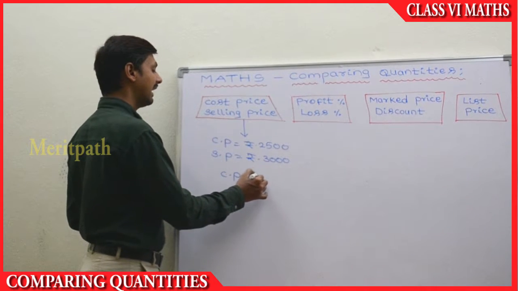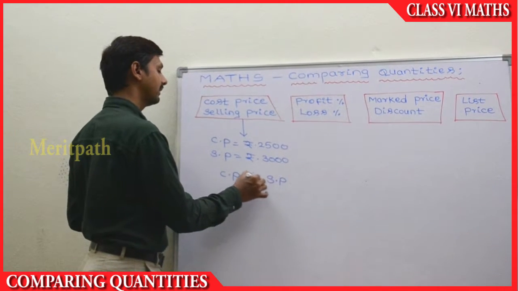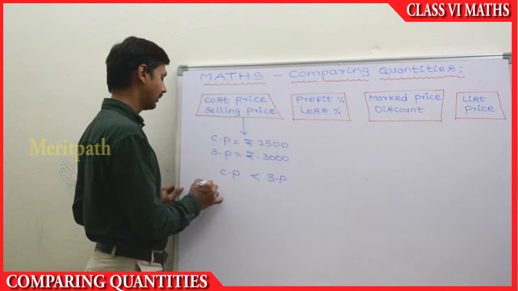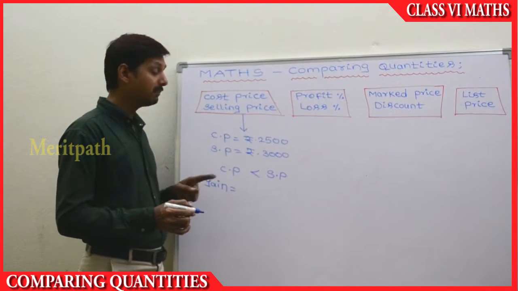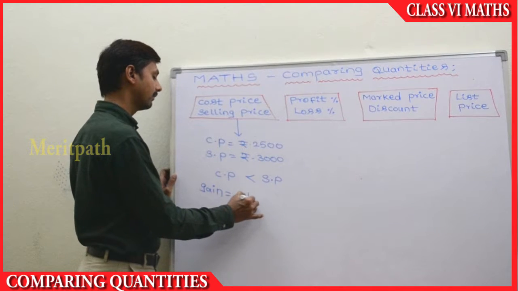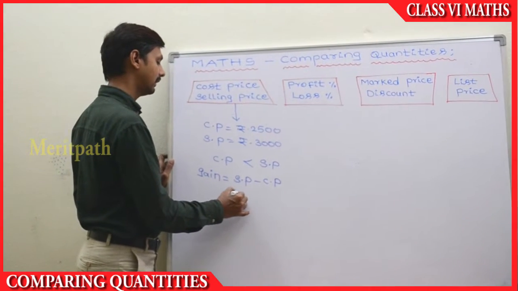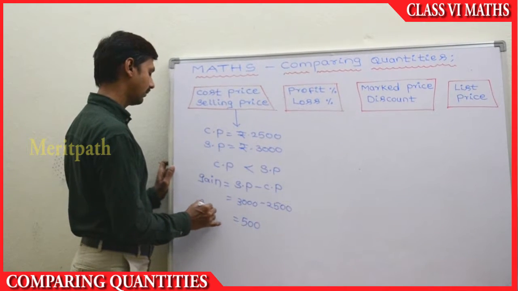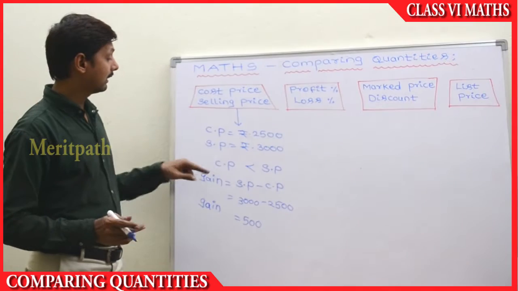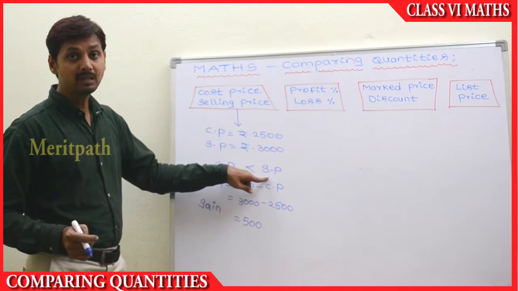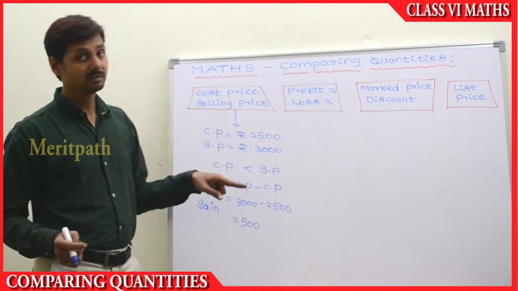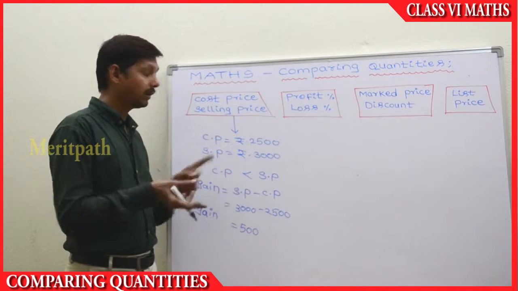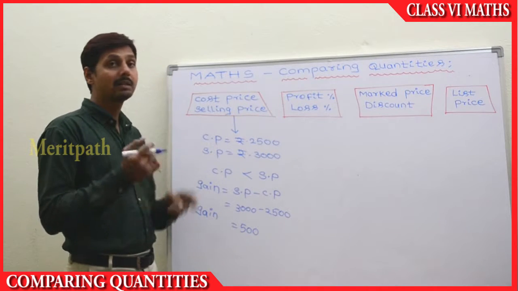We can observe that SP is greater than CP. SP is 3,000 and CP is 2,500. So we get a gain, because when SP is greater than CP, gain is equal to SP minus CP, that is 3,000 minus 2,500, which is 500. And if CP is greater than SP, we get a loss. Loss is CP minus SP, so we do the reverse process and get the answer.